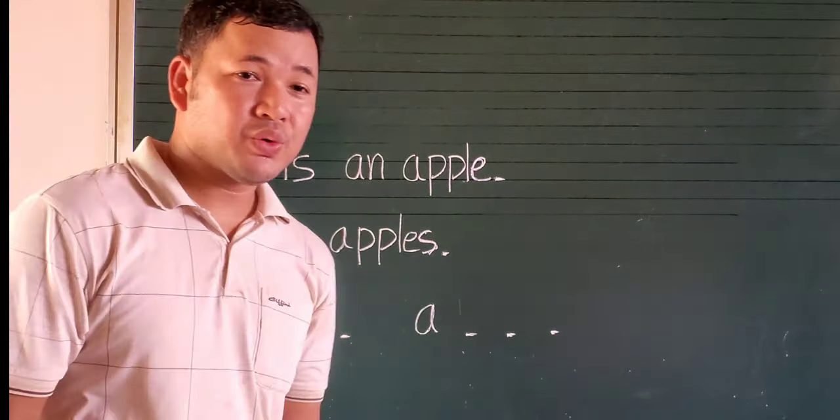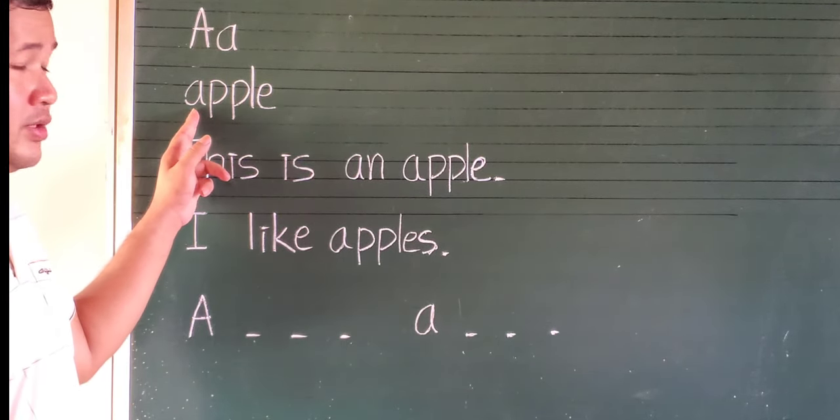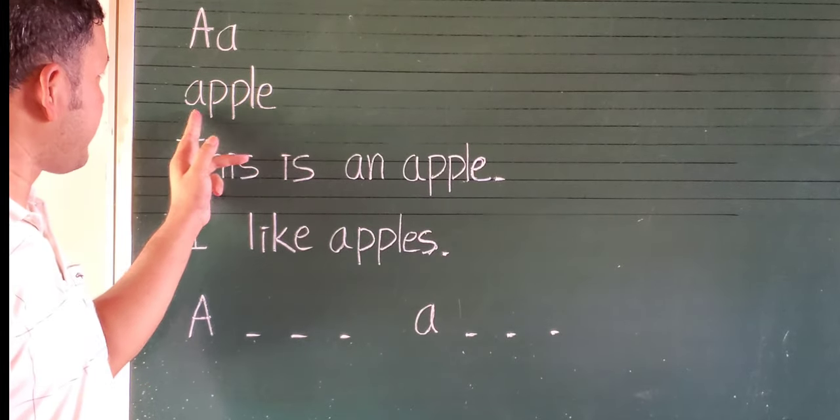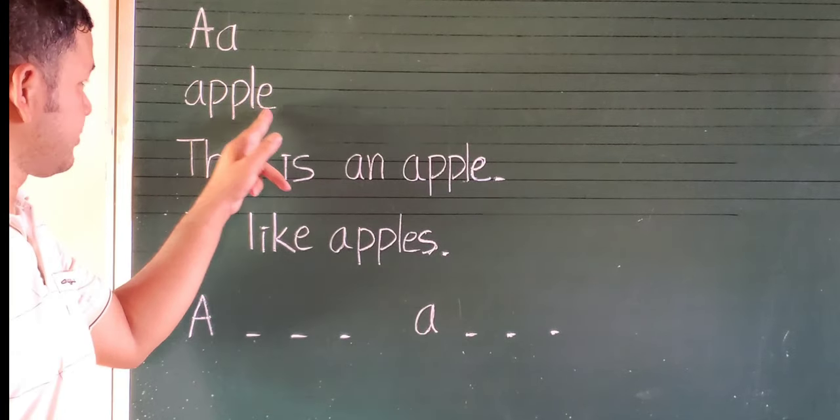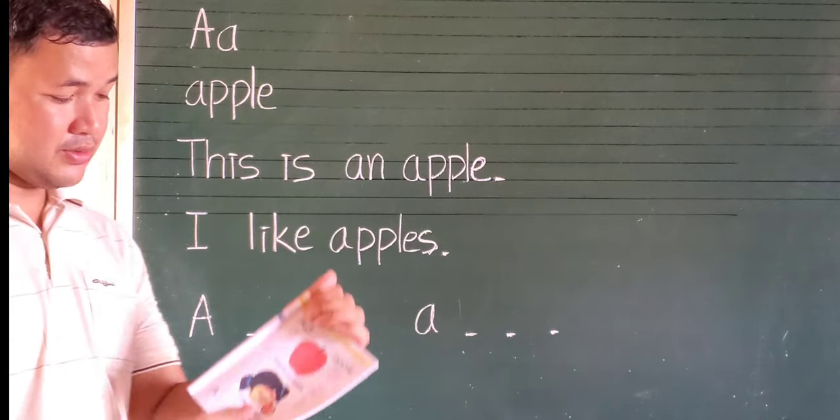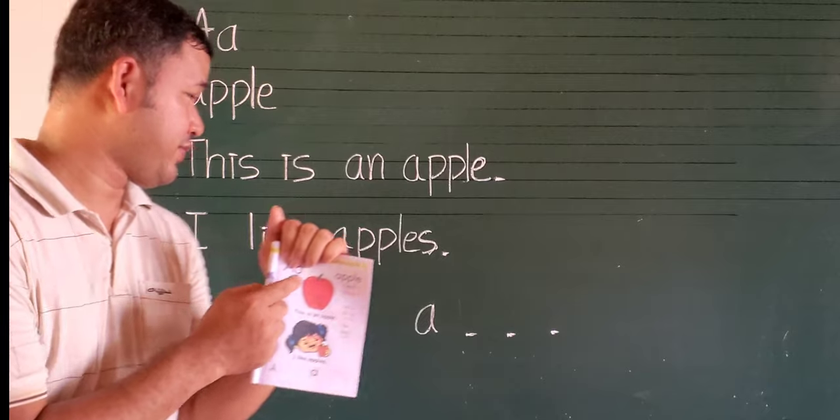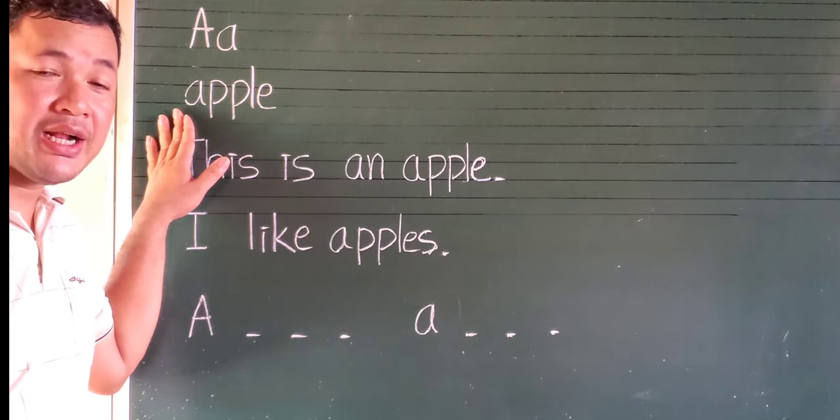So now you are going to read and spell with me. Listen and repeat. Apple. Apple. So let's say it. Good. So this is apple. When you say apple, you mean this fruit. So listen how I spell and spell after me.